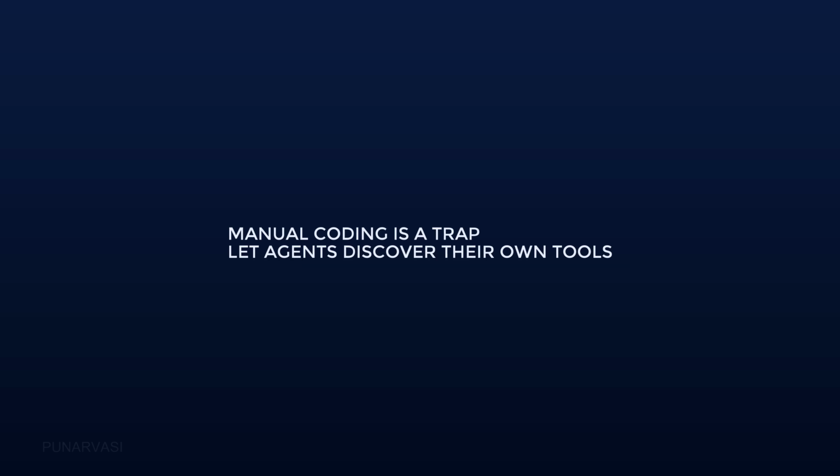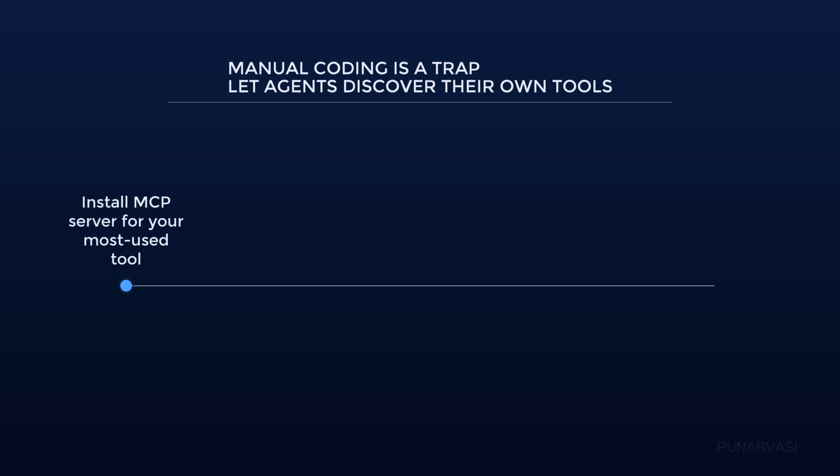Manual coding is a trap. Let agents discover their own tools. Stop manually coding every integration. Install an MCP server for your top tool now. This unlocks a living library of capabilities your agents can discover and use on demand. You are not just automating tasks, you are building an intelligent, self-sufficient system that scales. This single step transforms your architecture. Do it today.